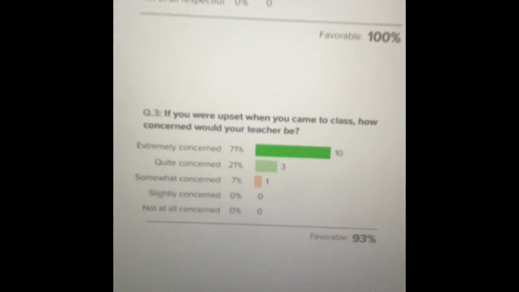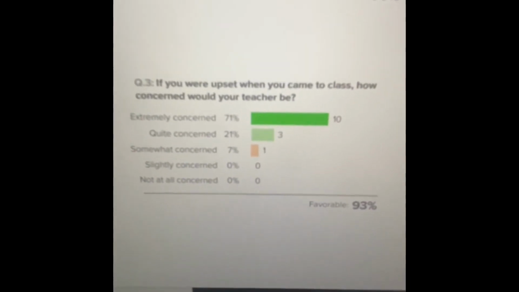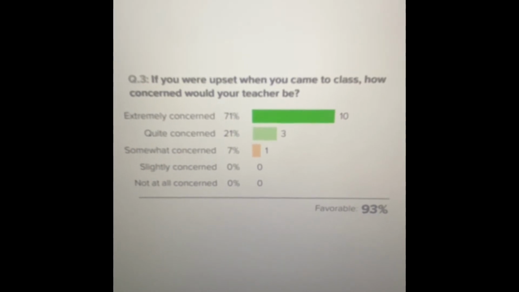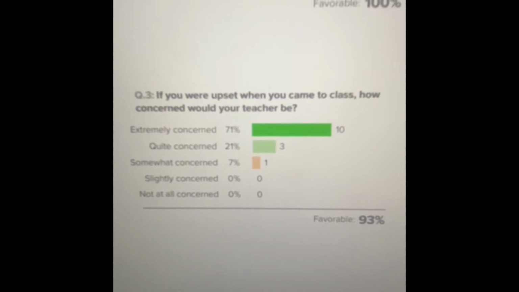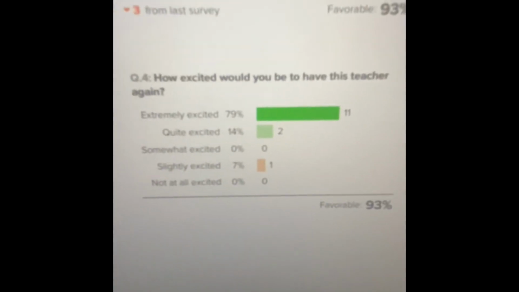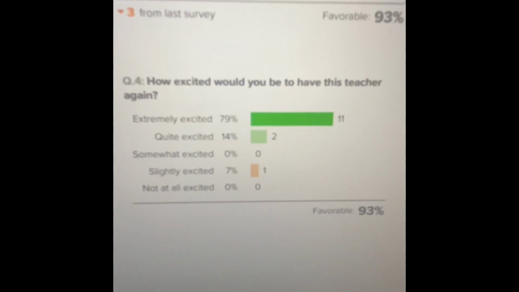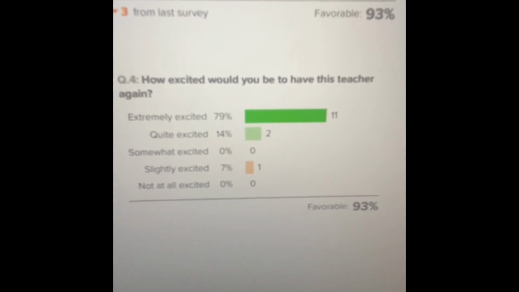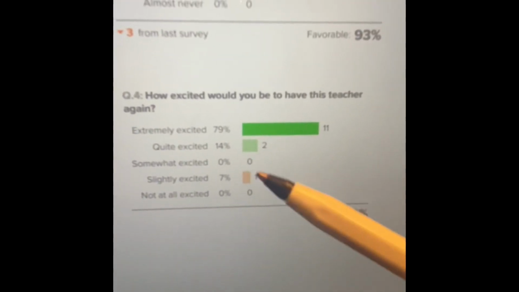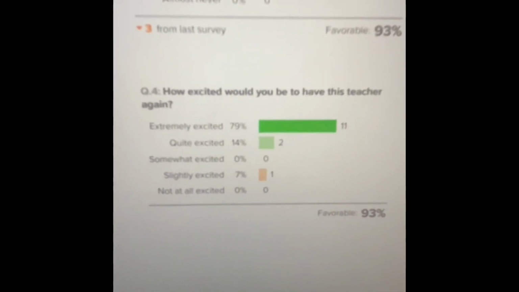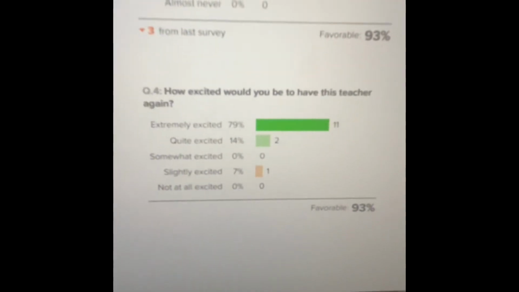And this is part again of the SEL learning. And the third one was, if you were upset when you come to class, how concerned would your teacher be? So one of them felt I wasn't very concerned, and that's something I want to keep in mind because I want to make sure that they all know I am concerned about everything. How excited would you be to have this teacher again? Someone is not very excited to have me again, but that's because this was last year and they all passed grade. So I guess it was a relief to them.